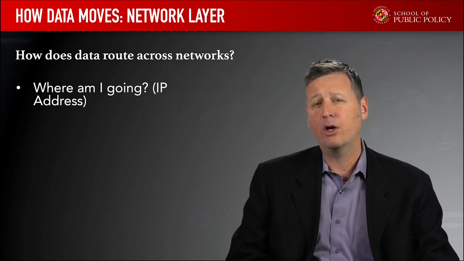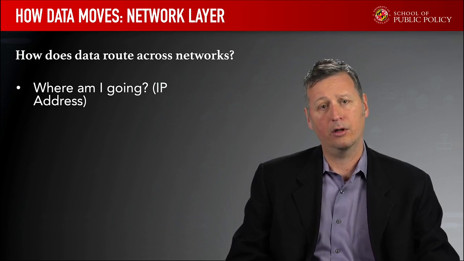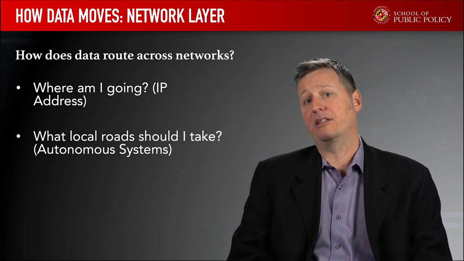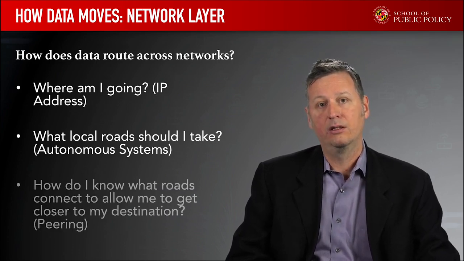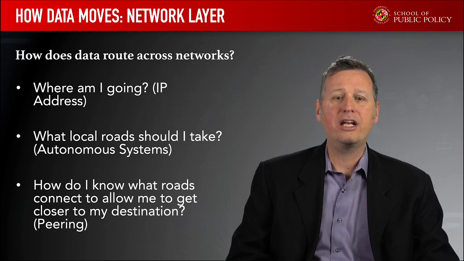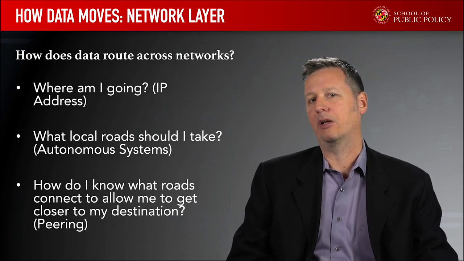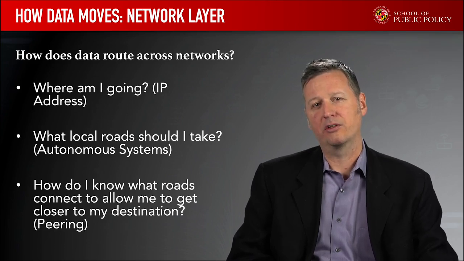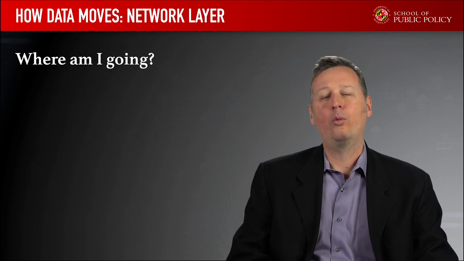First, where am I going? We're going to talk about something called an IP address, or an Internet Protocol address. Second thing I may want to know is what local road should I take? We're going to talk about something called autonomous systems. And third, how do I know what roads connect to where? So we're going to talk about something called a peering relationship. Answering these basic questions gives us a little bit more insight on how data routes from one point of the earth to another.